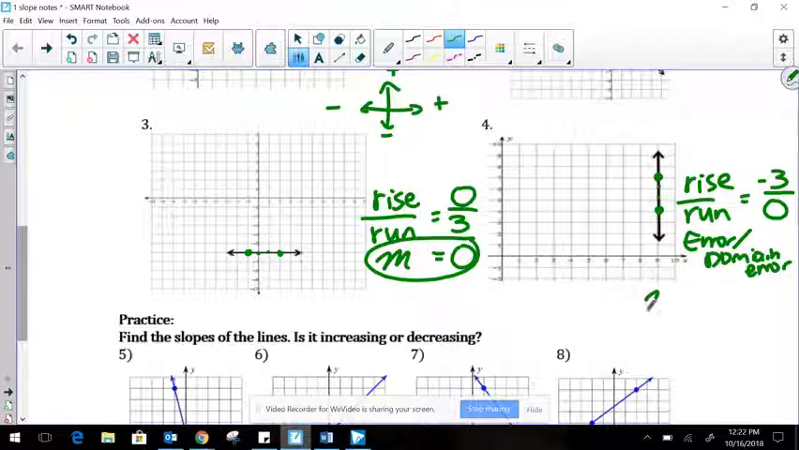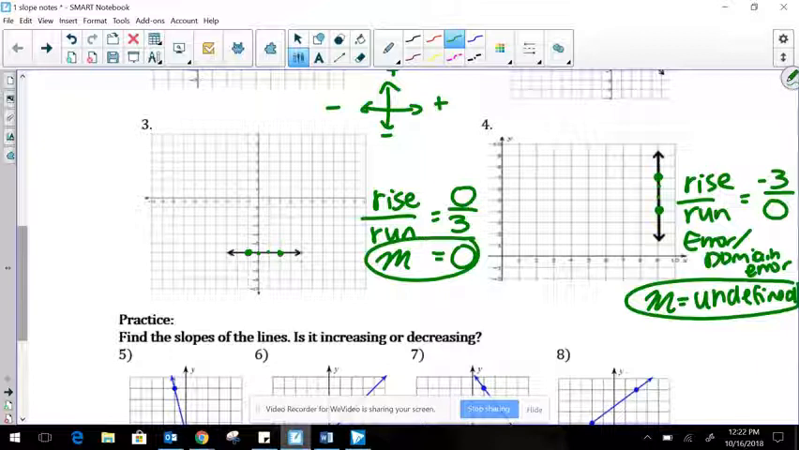So we have this fancy word for slope. When this happens, we use the word undefined. So that's what you're going to write out. So your slope is undefined.